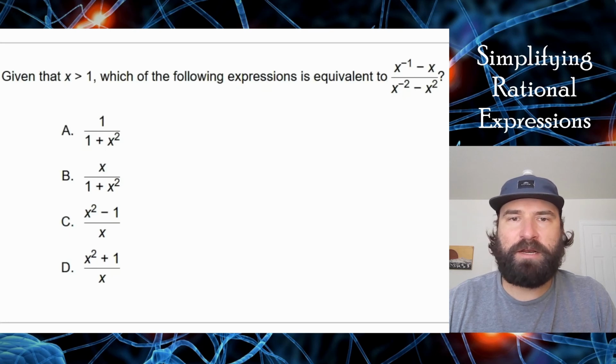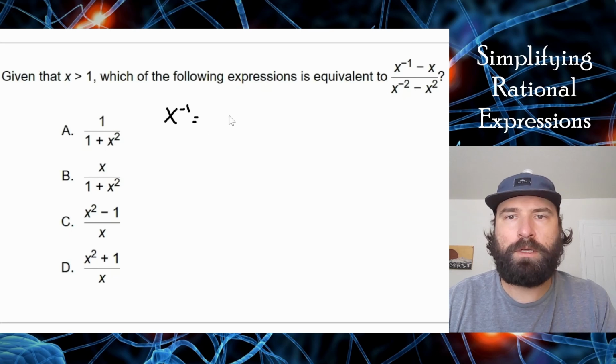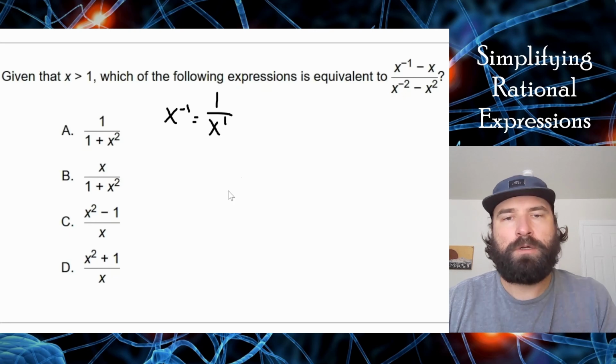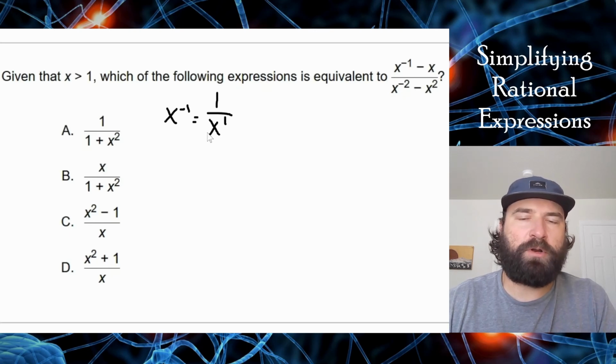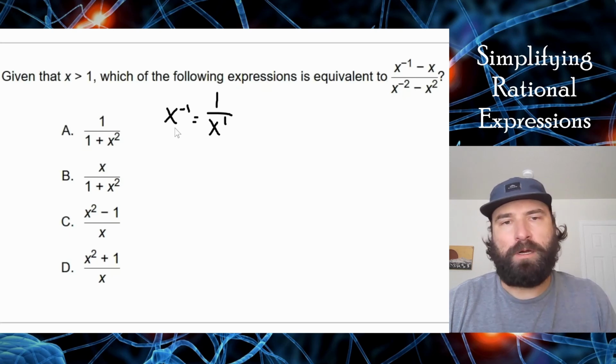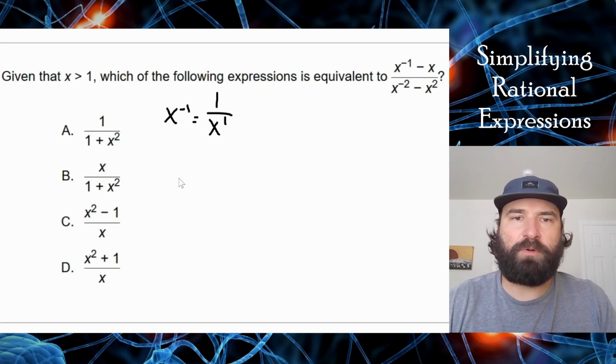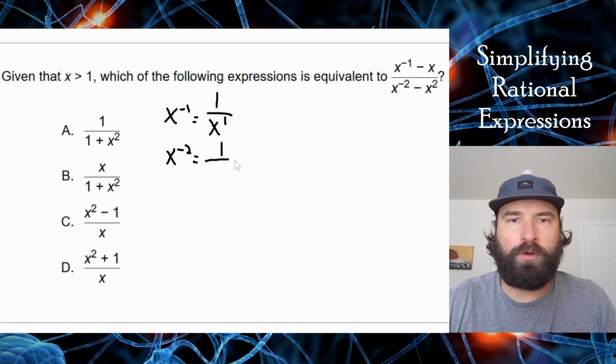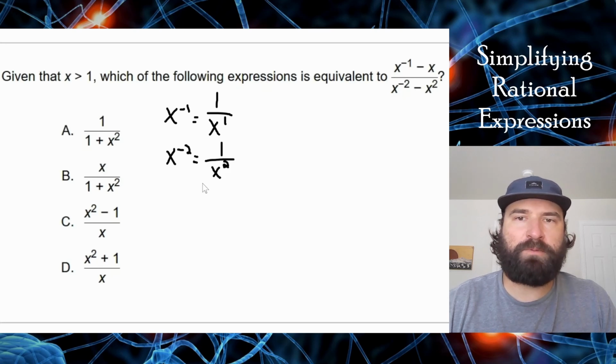So x to the negative 1, what that means is 1 over x to the first. So basically when you see a negative exponent, it sort of turns it into a fraction. You can flip your expression and make the exponent positive. So x to the negative second is the same concept, except since it's squared, we'll have 1 over x to the second power. It's a pretty important exponent rule to understand here.